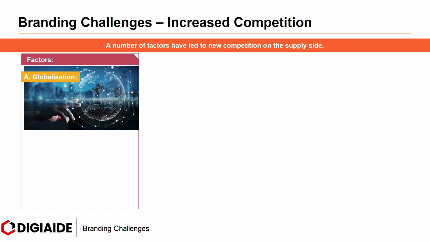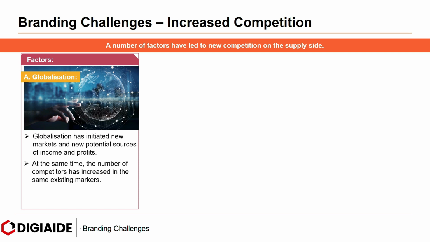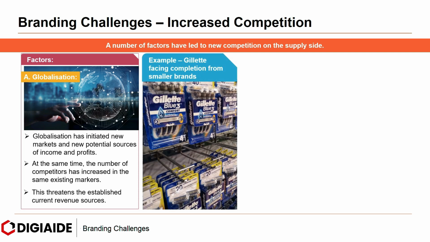First, globalization. Globalization has initiated new markets and new potential sources of income and profits. At the same time, the number of competitors has increased in the same existing markets. This threatens the established current revenue sources. Example, Gillette facing competition from smaller brands.